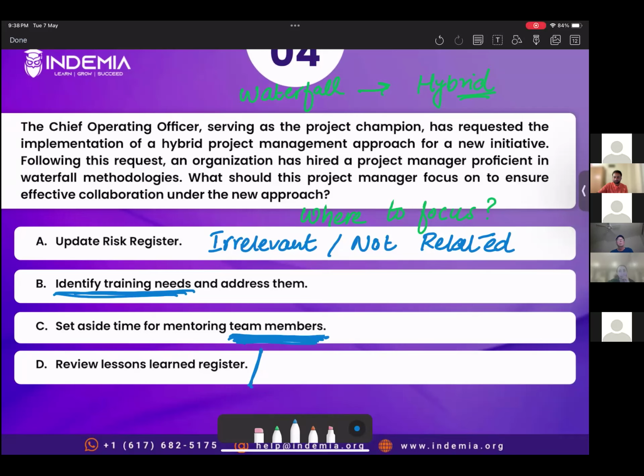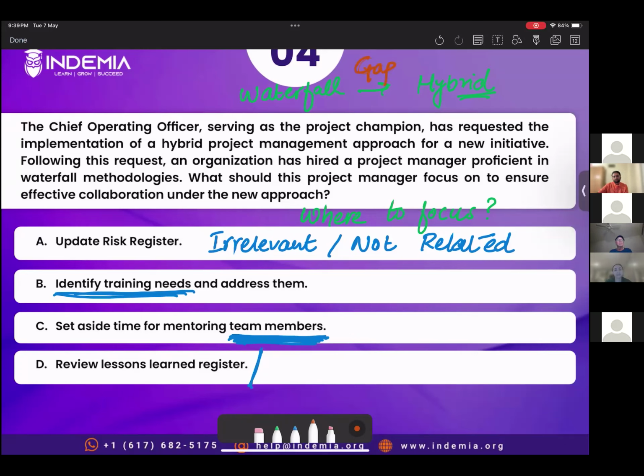Identify training needs. Because the project is on hybrid and they hired a project manager proficient in waterfall methodology, there's some training needed. All right. So what I understand, you're saying there is some sort of gap here, right? Yeah. Okay, right. Makes sense.